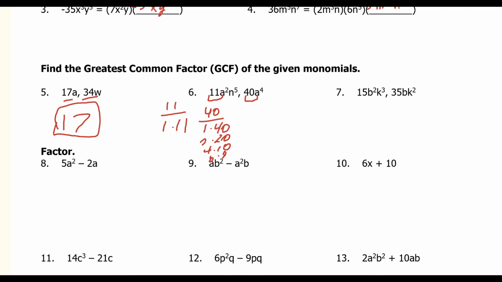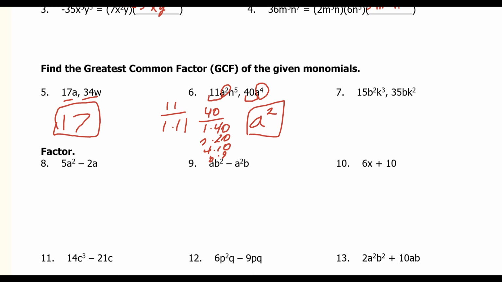So, what we do know, however, is that they both have an a term. Alright? Now what we're going to do is we're going to take the smallest exponent from the matching variable. Alright? So we're going to go a squared. Okay?